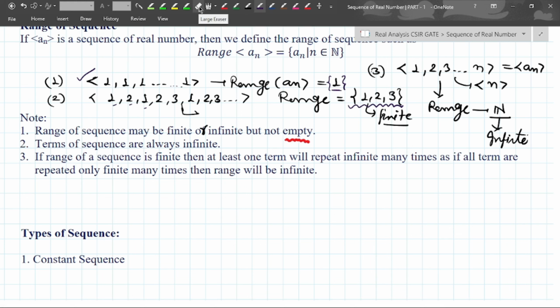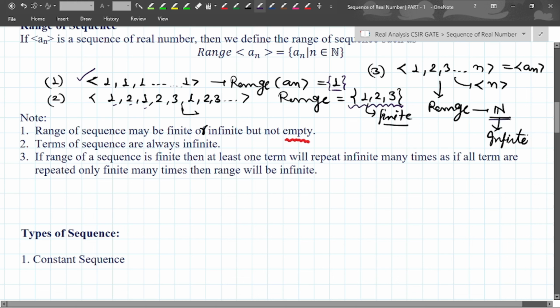If the range of a sequence is infinite, then terms repeat only finitely many times. For example, here it is infinite. Then 1 occurs only one time, 2 occurs only one time, 3 occurs only one time. It means the terms occur only a finite number of times. But in the other case, the terms are repeating infinitely many times. This is the important case here.